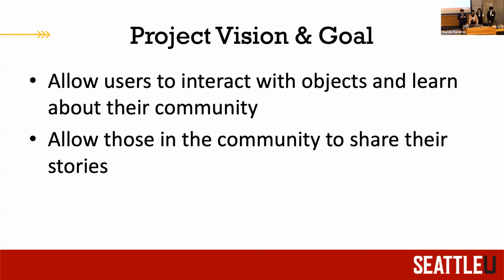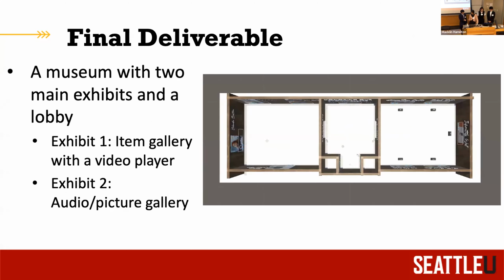Our project vision was to allow users to interact with objects and learn about their community. And our goal was to allow those in the communities to share their stories. For our final deliverable, we had a museum with two main exhibits and a lobby. Exhibit 1 was an item gallery with a video player, and the item gallery was different local businesses of the Seattle Central District. And Exhibit 2 was an audio and picture gallery. So when you walk in, there are different pictures of storytellers from the Seattle Central District, with audio telling their story and history of the area.